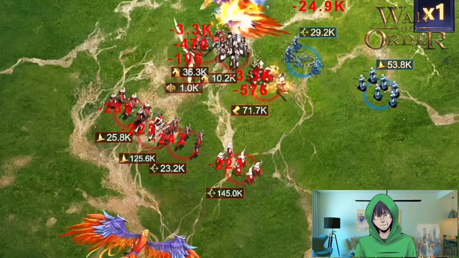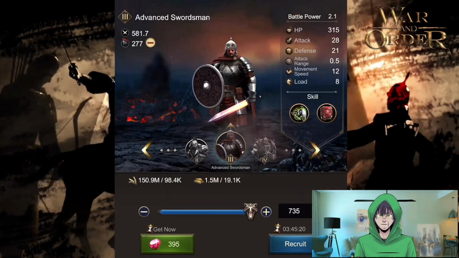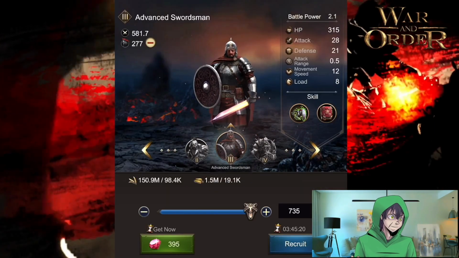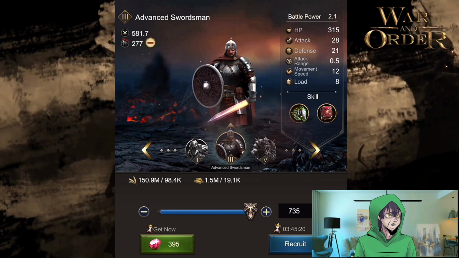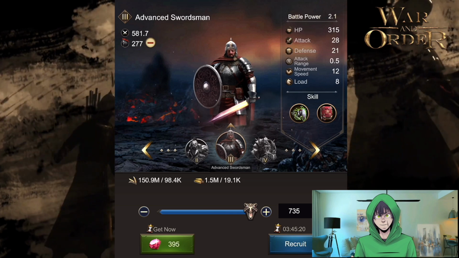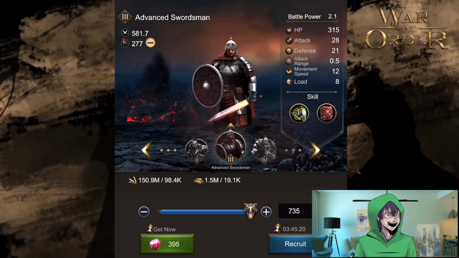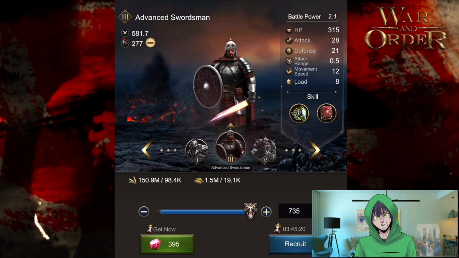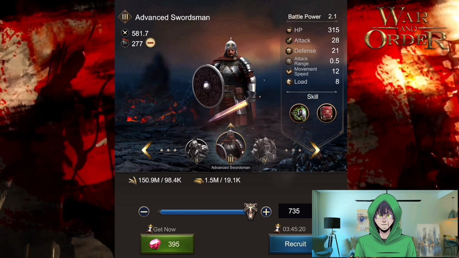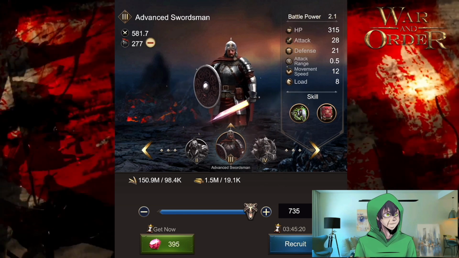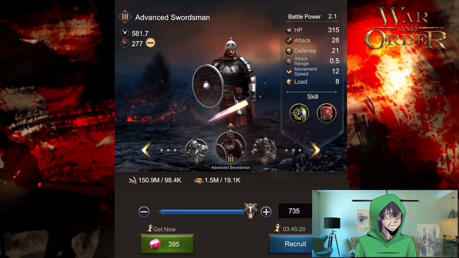All right, so on to troop tiers. Let's look at the barracks and let's just go in. And when it comes to troop tiers, every type of troop has health, attack, defense, attack range, movement speed, and load. The most important stats are the health, attack, defense, and range. Those are the most important.